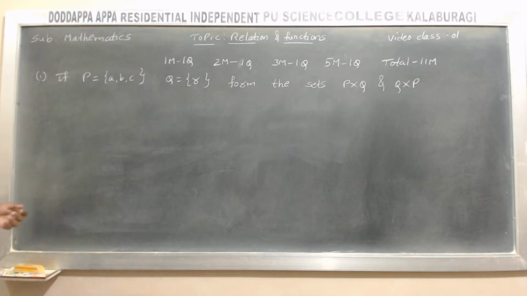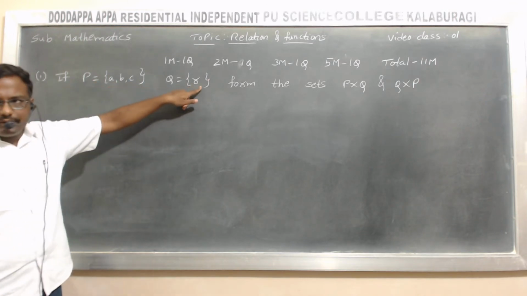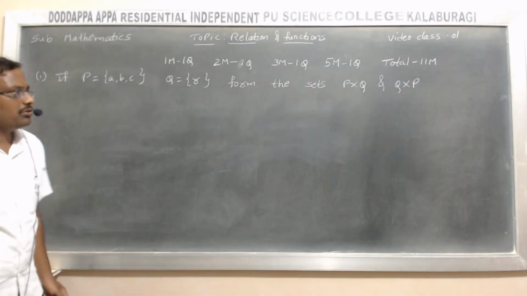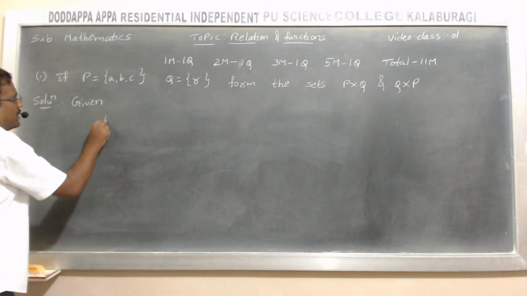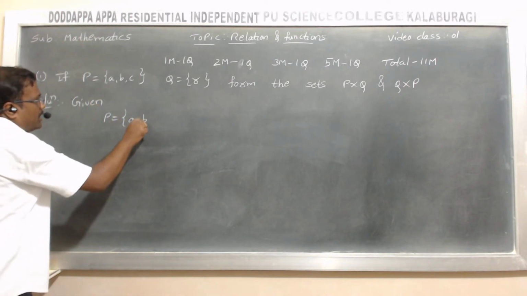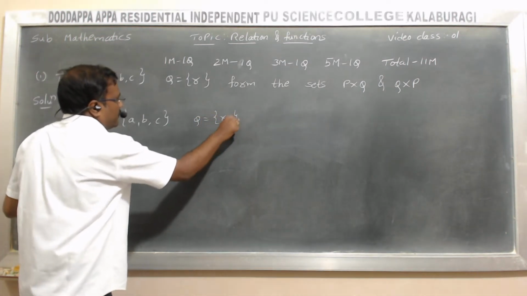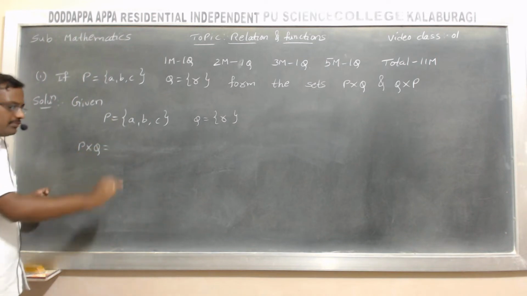Now we discuss some related problems. First one: if P is equal to the set {a, b, c}, Q is equal to the set {r}, form the sets P cross Q and Q cross P. Very simple. First you have to write the given. What is the given? P is {a, b, c}, and Q is equal to what? Set {r}.